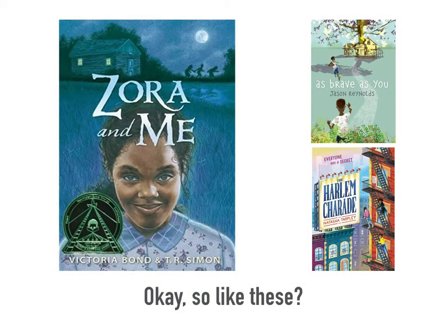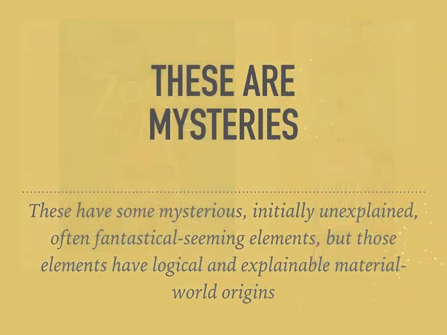Okay, so let's see if these books count as magical realism. Zora and Me by Victoria Bond and T.R. Simon, As Brave as You by Jason Reynolds, and The Harlem Charade by Natasha Tarpley. These are mysteries. They have some mysterious, initially unexplained, and often fantastical seeming elements. But those elements have logical and explainable material world origins. The origin of whatever mystery has been set up by the author is from the seen and known world.